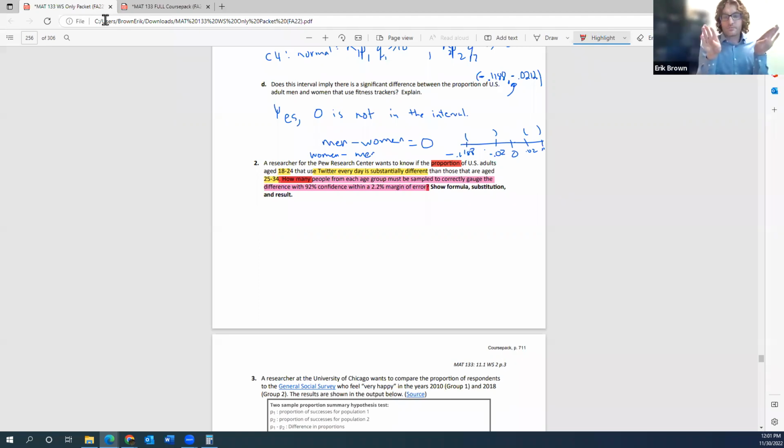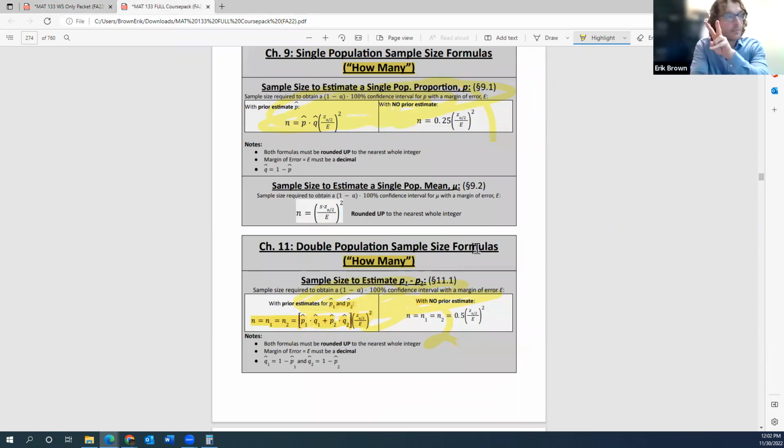That's two samples. Do we all agree about that? Yeah. And they're independent, right? Like we're not saying siblings are in these different age groups. It's just one group that's 18 to 24, one that's 25 to 34. So since it's two samples, we are going to use the double population sample size formula, not the single population sample formulas. So it's not these two, it's one of these two.